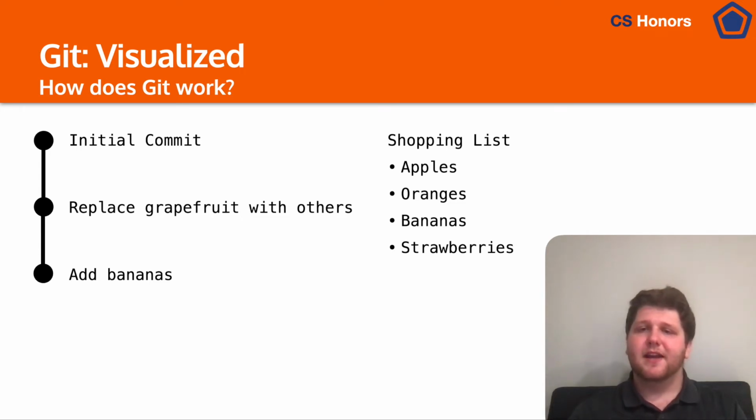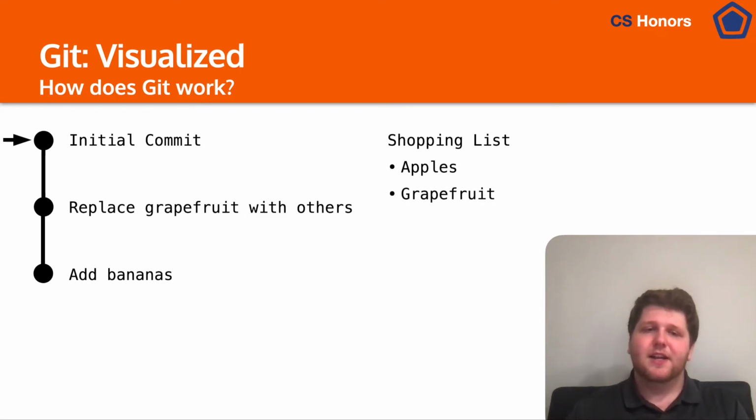Let's say we want to go back and take a look at the original list, right? Maybe there's a dispute on what was originally on the list or something else, right? All we have to do is check out that commit and you'll see that we had grapefruit on it, right? So now we're able to see, here's what that snapshot looked like.